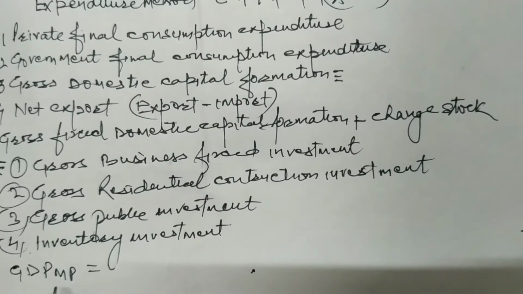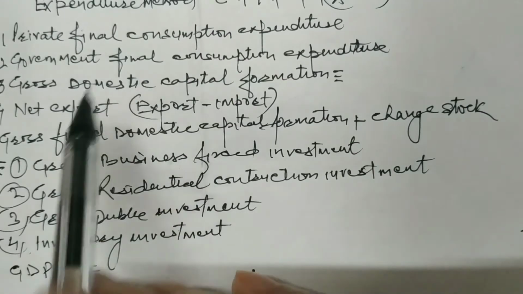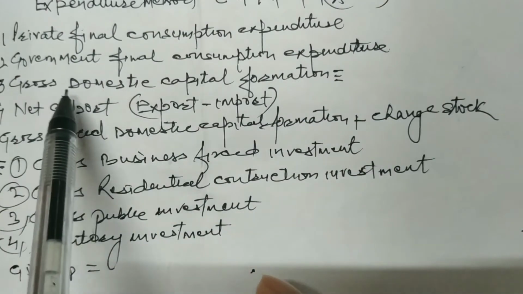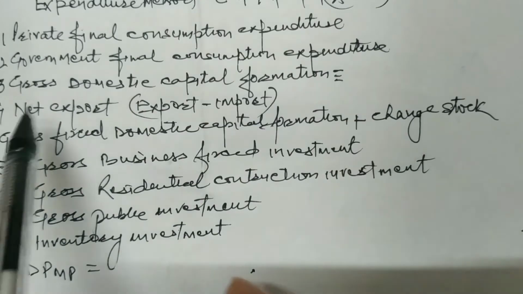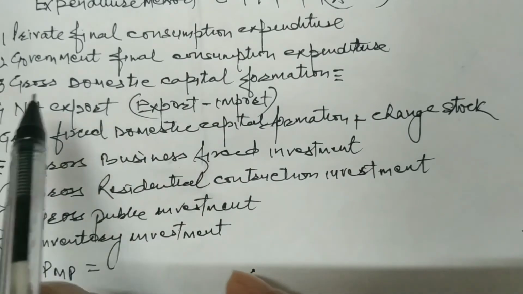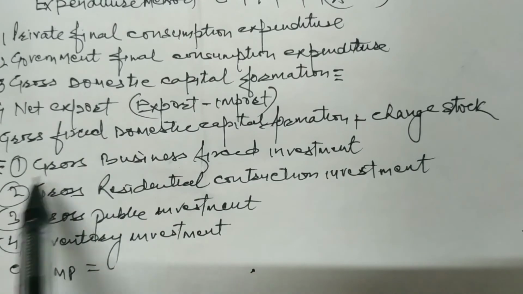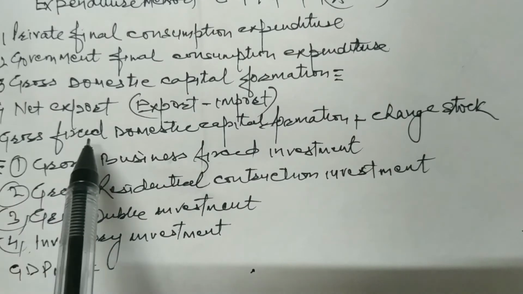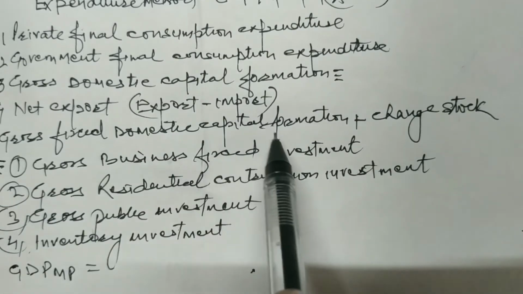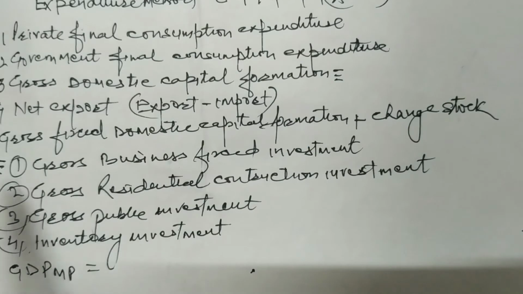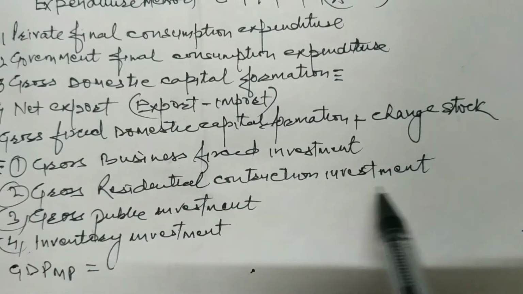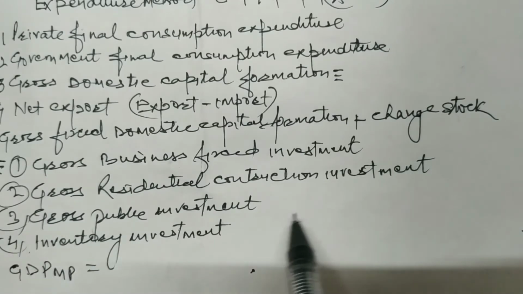So GDP at market price is equal to private final consumption expenditure, government final consumption expenditure, gross domestic capital formation, net export, and these are the different methods of gross domestic capital formation, that is gross fixed domestic capital formation plus change in stock, identical to gross business fixed investment, gross residential construction investment, gross public investment, inventory investment.